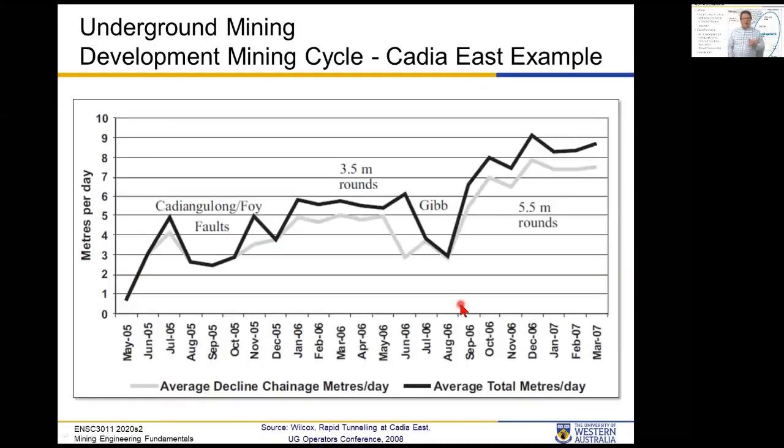They tried all of those, and you can see this is their meters per day with time, gradually improving. The biggest change was when they went from 3.5 meter to 5.5 meter blast holes, which obviously takes longer to drill, but you're advancing significantly more in one go.